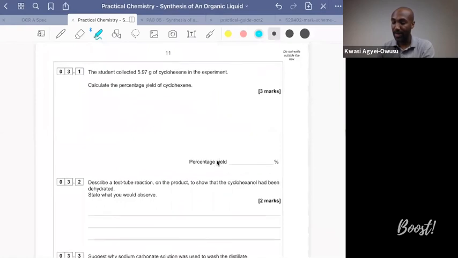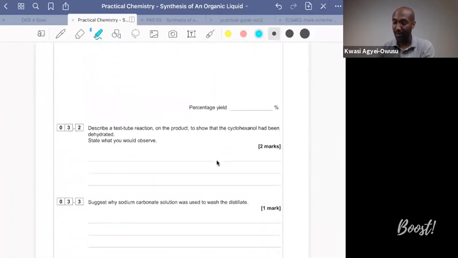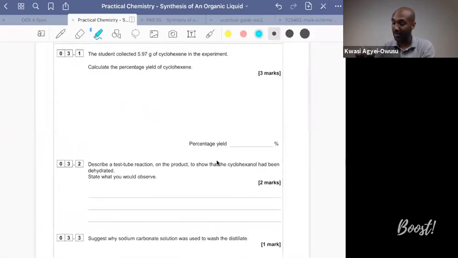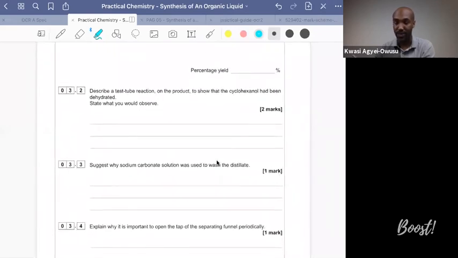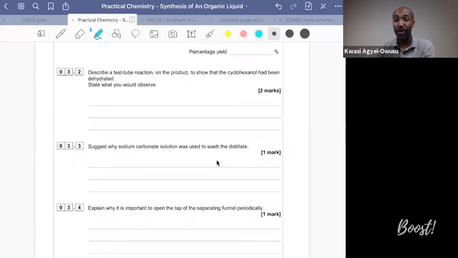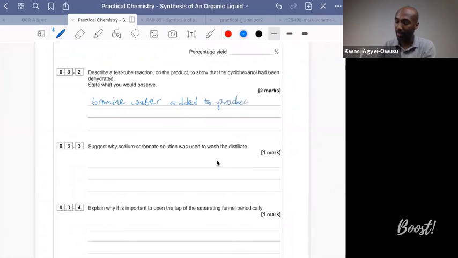So if we look at the first question, then we're asked to calculate the percentage yield of cyclohexane. We need to skip that to look at a question that is relevant to our practical technique. It says, in 3.2, describe a test tube reaction on the product to show the cyclohexanol had been dehydrated. So how will you know that you've made the alkene cyclohexene? Okay, so your test would be bromine water added to product, which will be decolorized. Okay, so that's how you would know that you've made your cyclohexene.